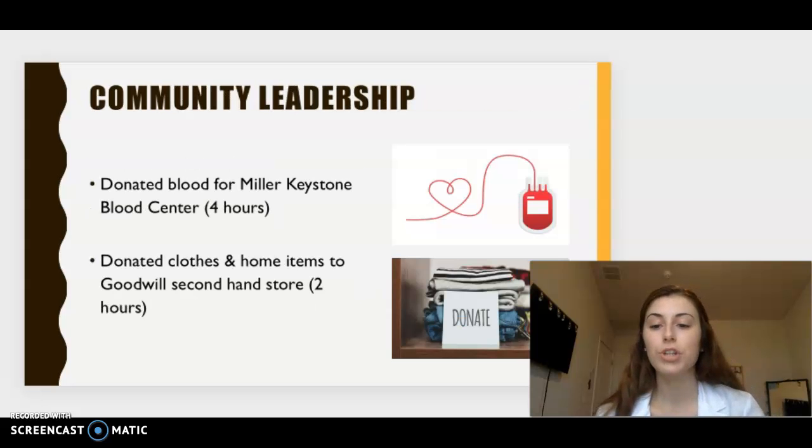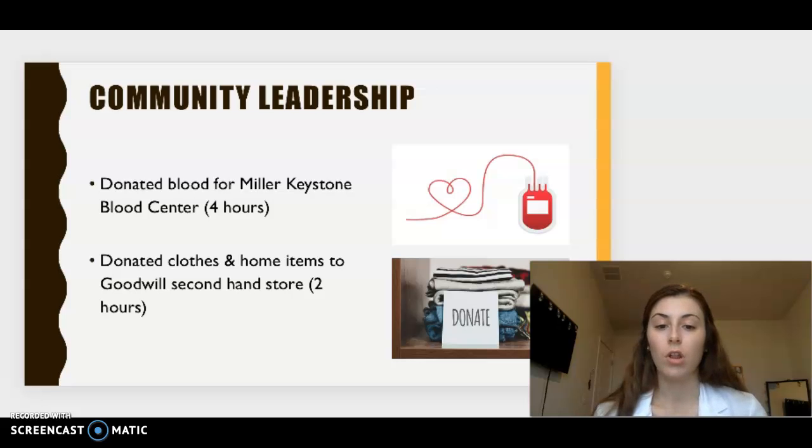So for community leadership, I chose to do donations because I feel like it's the easiest way you can help the community without having to spend a bunch of money, because we are college kids. I donated blood to the Miller Keystone Blood Center for the first time. I normally don't like giving blood, but I thought this was a really good reason to get myself to do it because it helps others. That was nice, and I did it with my family, so we all went together.